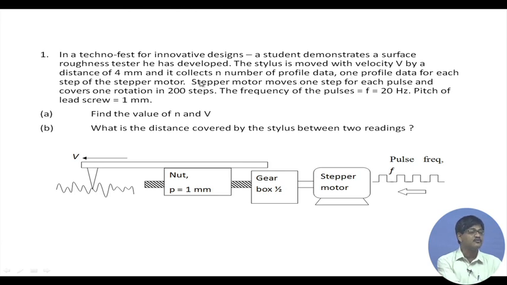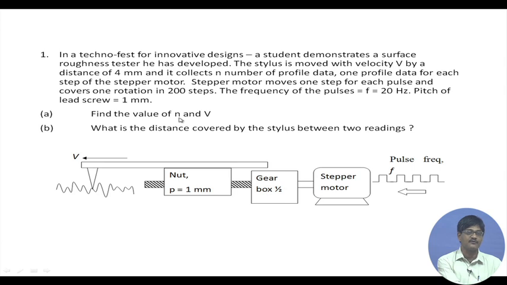Stepper motor moves one step for each pulse and covers one rotation in 200 steps. The frequency of the pulses f is equal to 20 hertz. Pitch of the lead screw is 1 millimeter. So, the questions are, find out the value of n and v.